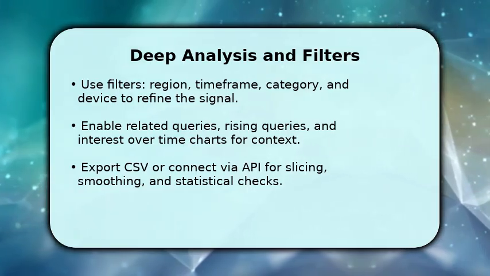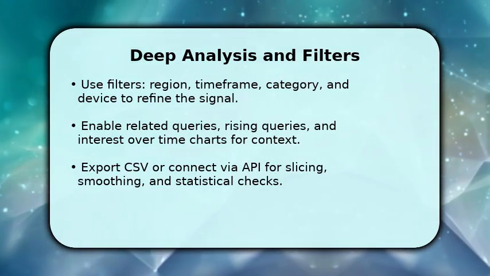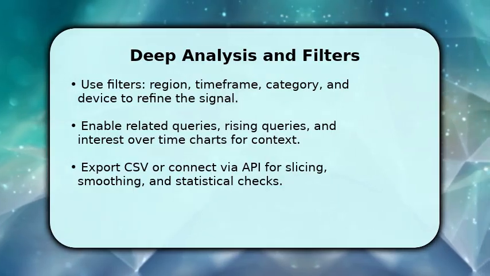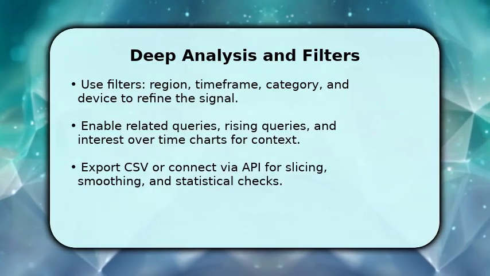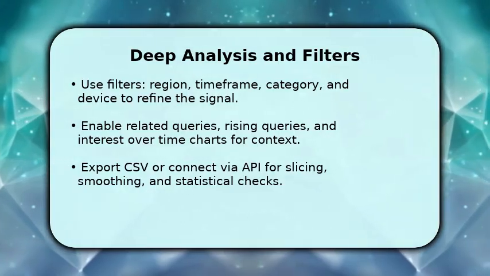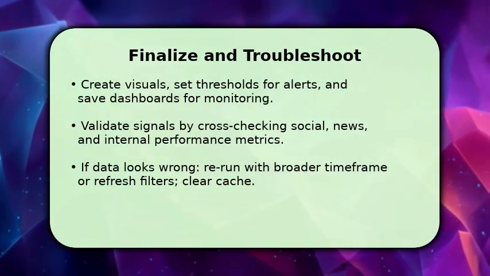If you need precision, export the data or connect the API for smoothing, moving averages, and cross-correlation. Make sure to compare against baseline terms to avoid mistaking noise for a trend. You finish by generating clear visuals and setting alert thresholds so you catch changes early.